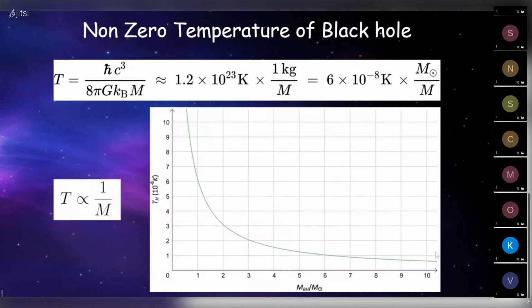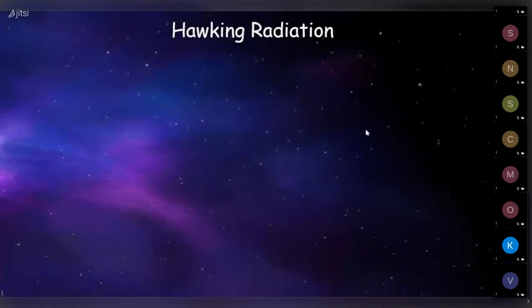And here is a graph showing the relation between temperature and mass. By this equation we can see that temperature is inversely proportional to mass, so if we plot this, this will be the graph. As temperature increases, mass decreases, but if mass increases, temperature decreases. So this is how we can see the relation between mass and temperature. If temperature is not 0, then it has to emit radiation, as I said. That radiation is called Hawking radiation, which can be calculated by some equations, which I'll tell in a later stage in the presentation.